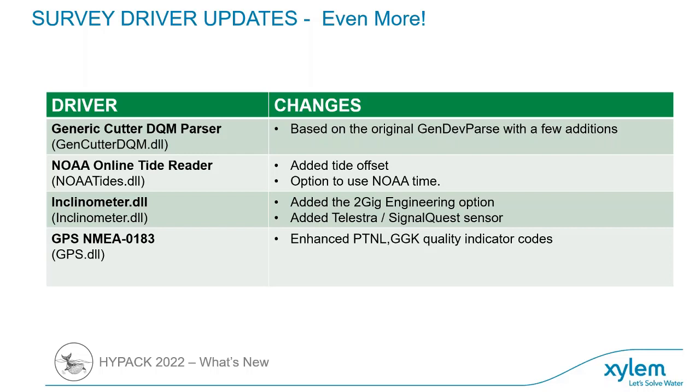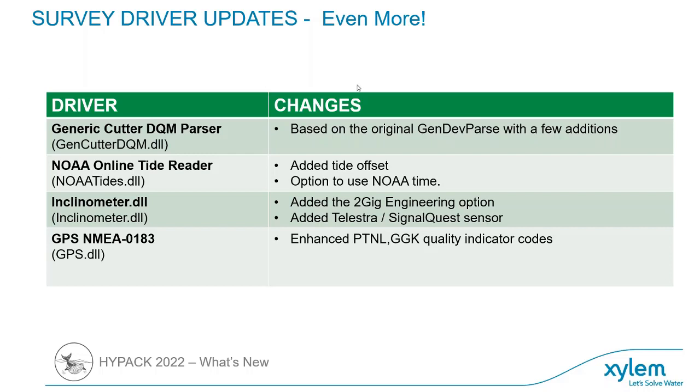And then did some changes with the NMEA GPS driver. The Trimble PTNL GGK codes have a long list of quality indicators. They get into like location RTK and all these other things. So we support that if you output the PTNL GGK.